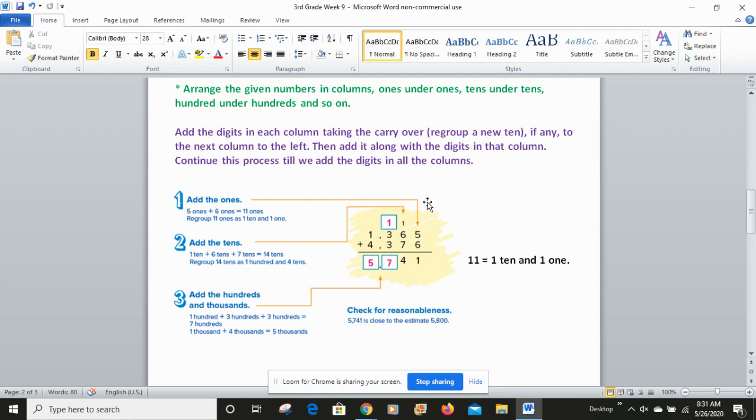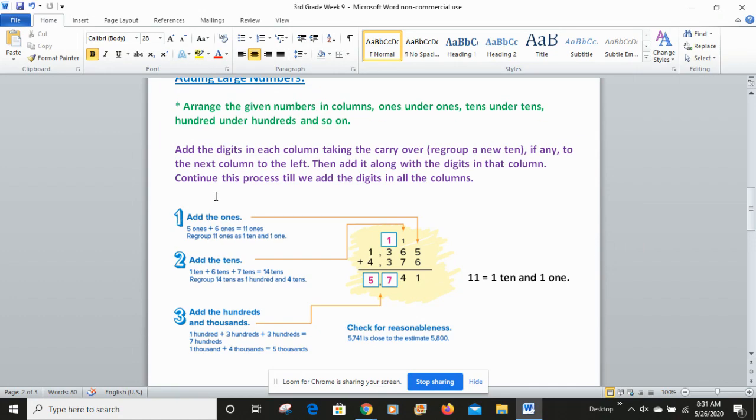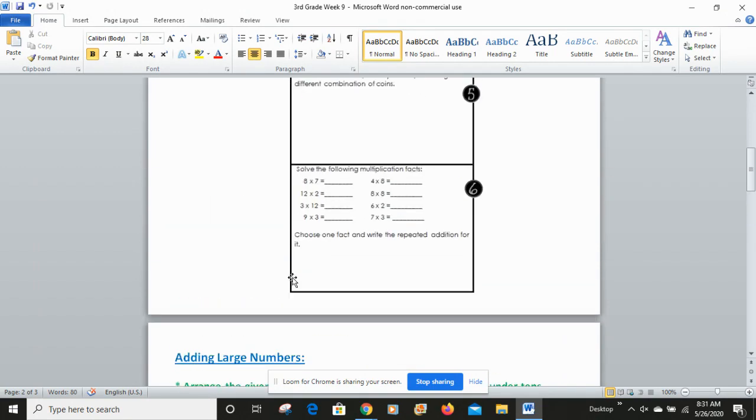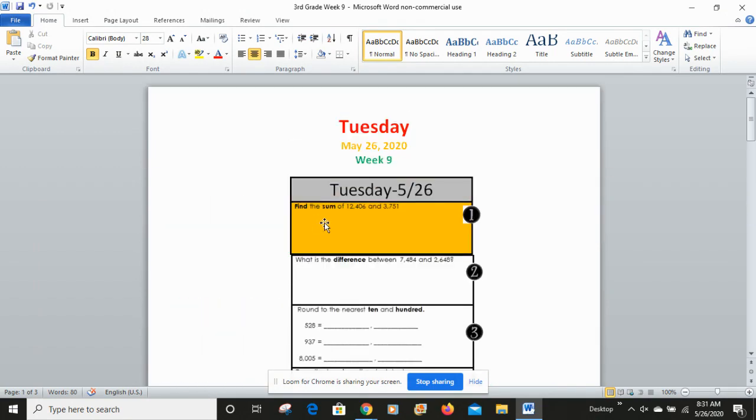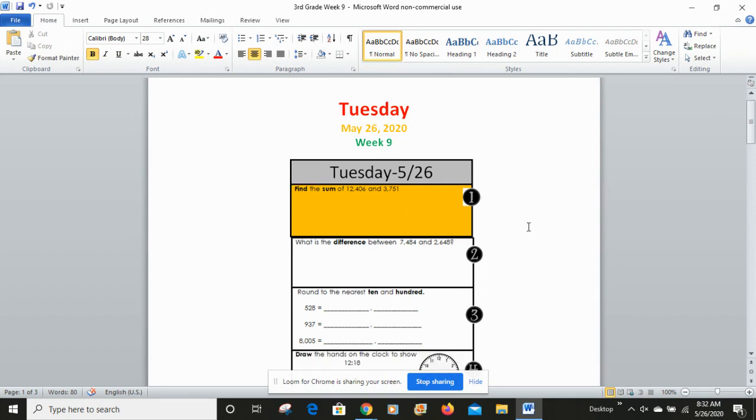So remember, put the right digits in the right column, add correctly, use counting on strategies if you need to, regroup when you have to, and do one column at a time, starting in the ones and moving to the left until you have added all the columns. So your first problem for today is adding 12,406 and 3,751 together. Hope that helps, third graders.